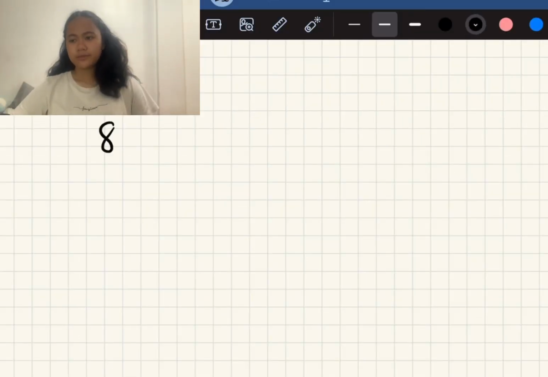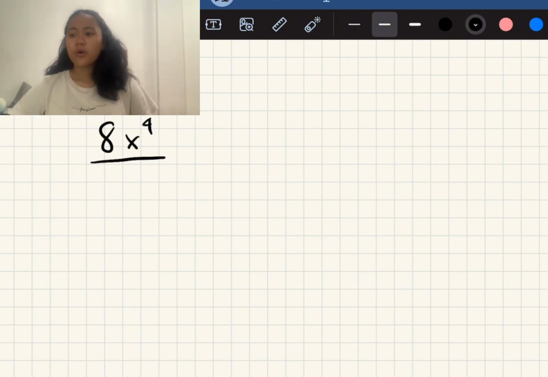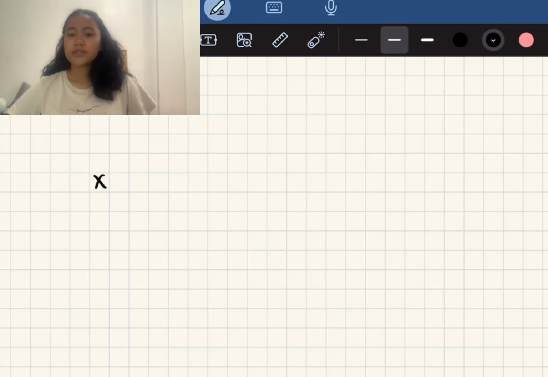For the next one, it's going to be 8x raised to the power of 4 over 4 plus c. And we know 8 divided by 4 is 2. So this makes it 2x raised to the power of 4 plus c. So as you can see, it's not that difficult to find the antiderivative of a function. So go ahead and try this one.